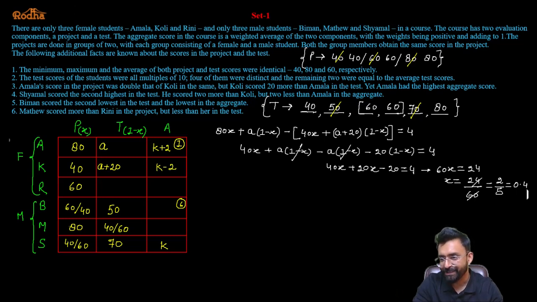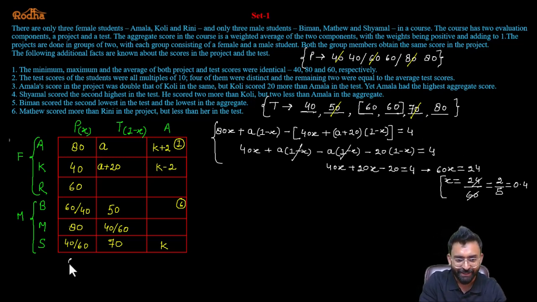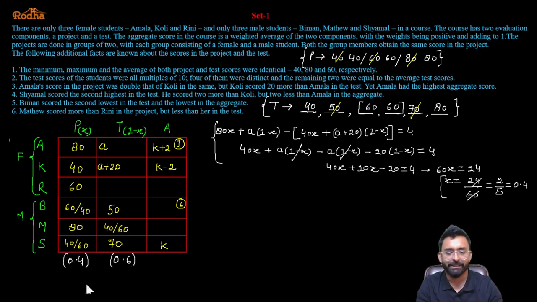Once we figured out this, the question is now more or less done. Just have to do cosmetic effects. So this is x is 0.4. इसका weightage कितना है 0.4. So it must be 0.6. टेस्ट कंपोनेंट का वेटेड जो वेट है वो 0.6 है और प्रोजेक्ट का 0.4 है. फाइन, सो दिस इज व्हाट आई हैव हियर.